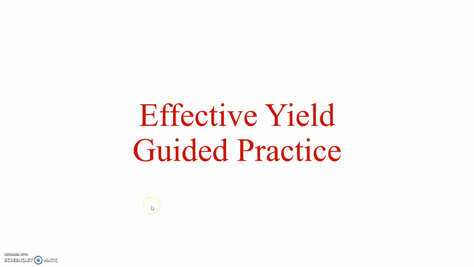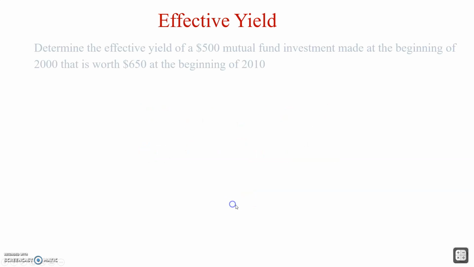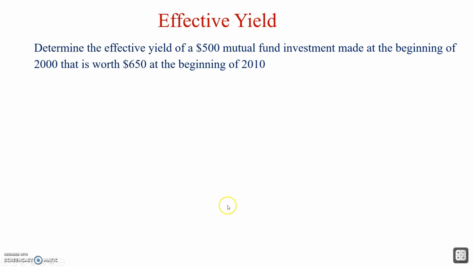Okay, in this video we'll be doing a few sample problems, actually 4 of them, for effective yield. Alright, first problem. Determine the effective yield of a $500 mutual fund investment made at the beginning of 2000 that is worth $650 at the beginning of 2010.